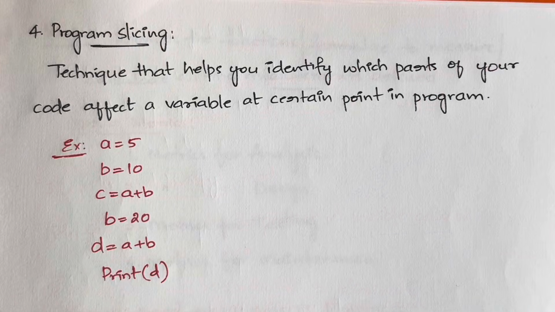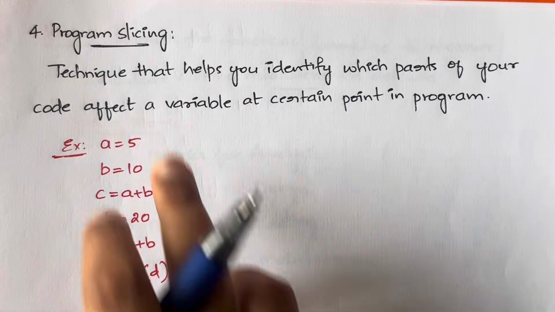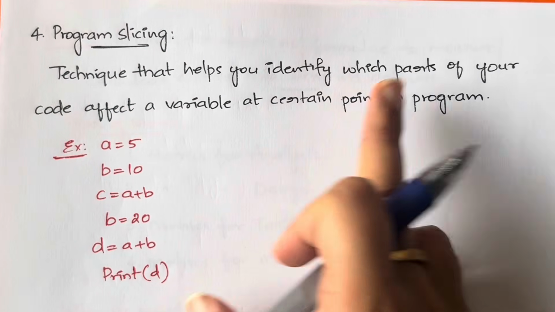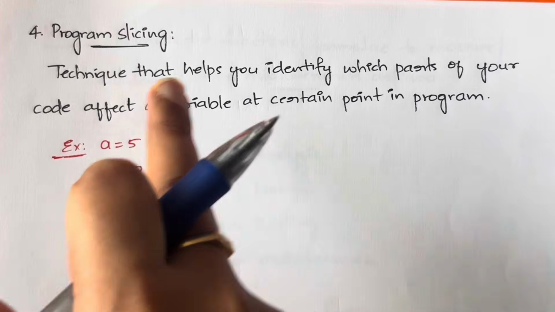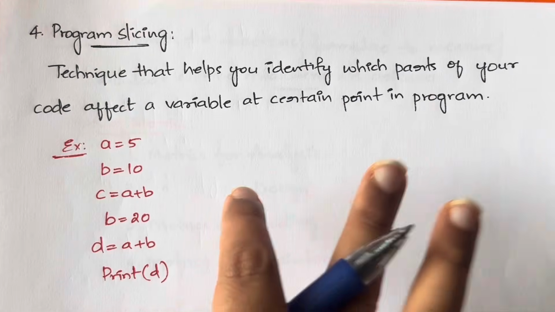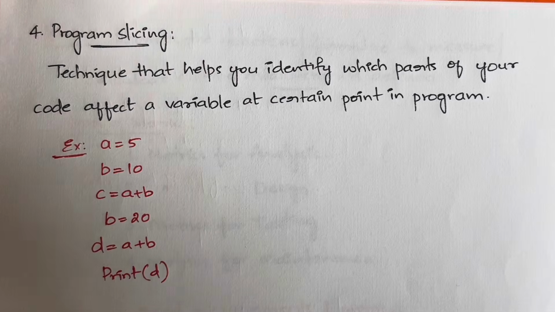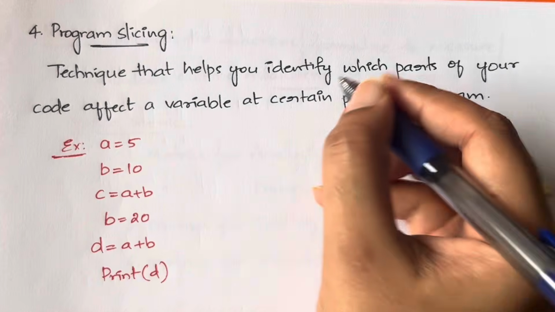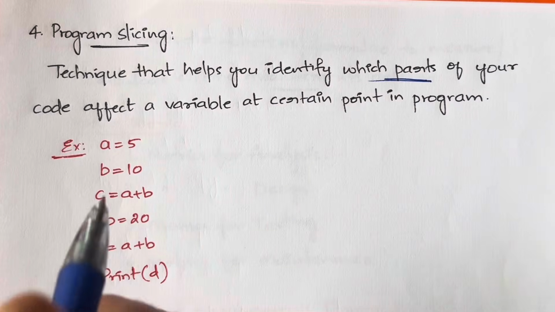The next method, this is kind of the last one I'd say, is program slicing. Program slicing is a technique which will help you identify which parts of your code can affect a variable at a certain point in the program. I'll tell you with an example, it will be better for you.